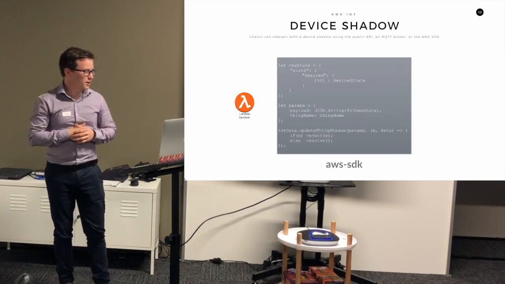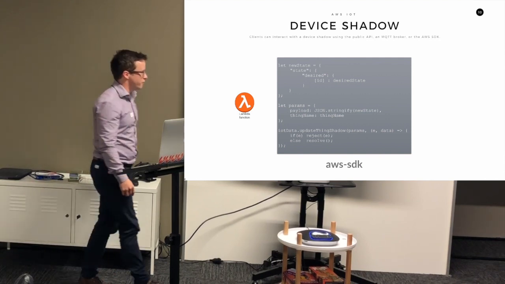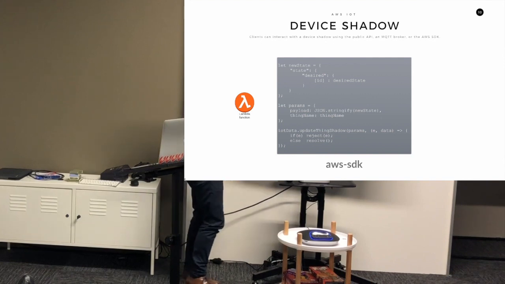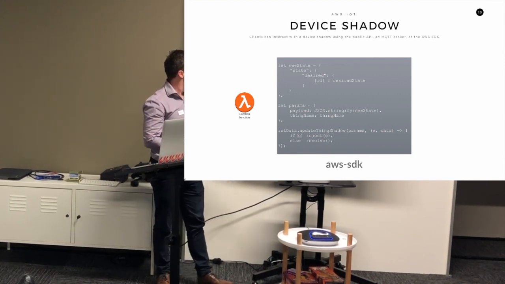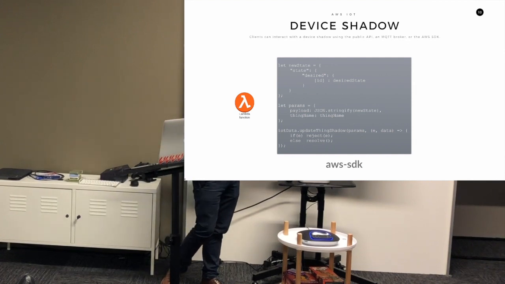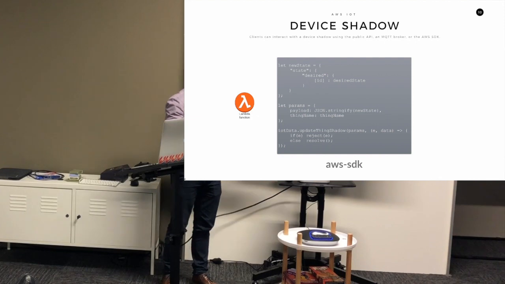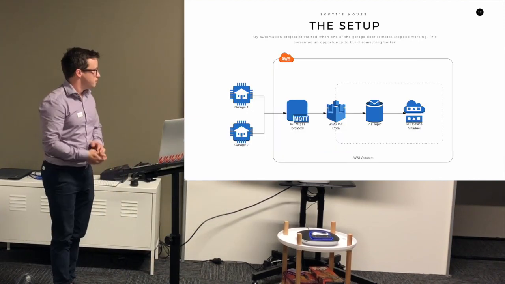And this is what it looks like when running from a client, or this is in a Lambda function. So I set some parameters here, which is the desired state. I give it a thing name, which is my device name, and then I've got IoT data, update thing shadow, and give it those parameters. So that's straight out of the AWS SDK. And it kind of looks like this.